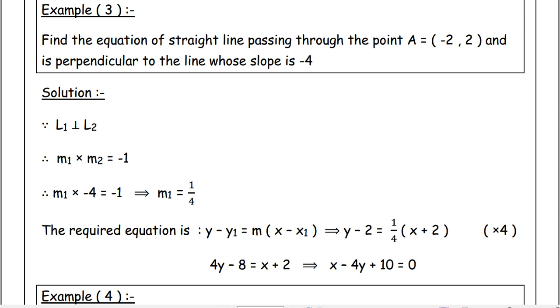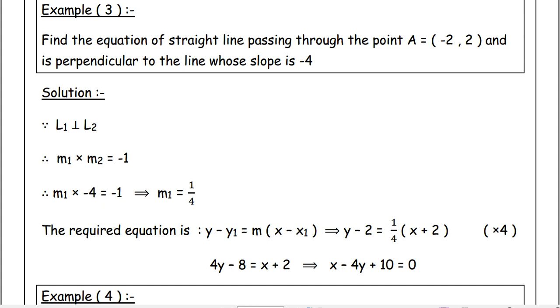Since L1 is perpendicular to L2, as we said before, if we have two straight lines that are perpendicular to each other, the product of their slopes equals negative 1. So m1 times m2 is negative 1. We already know the slope of the second is negative 4. So m1 times negative 4 is negative 1. So m1 equals negative 1 over negative 4, which is 1 over 4.